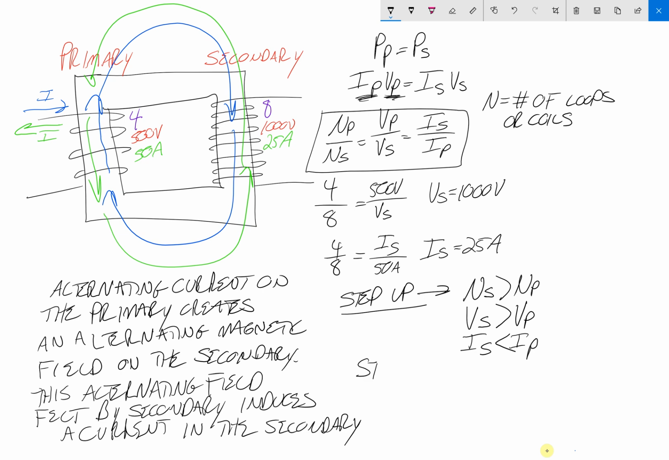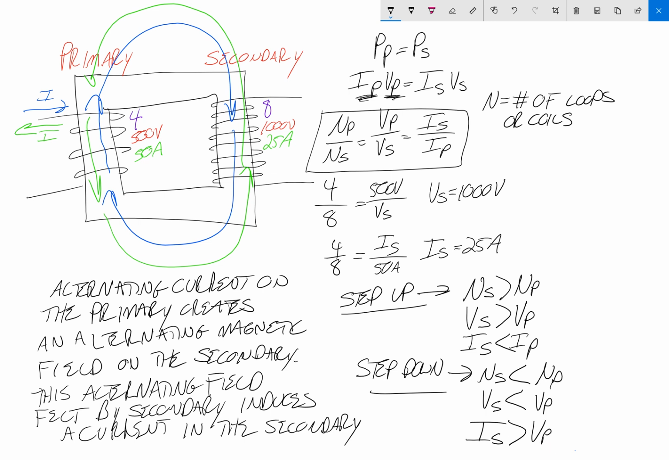Step down would be the opposite, where the number of turns on the secondary is less than the primary. The voltage on the secondary will be less than the voltage on the primary, but the current will increase. So these are step up and step down transformers. There's usually a homework to go with this, but again, we are trying to slice and dice this unit and only cover the important stuff.